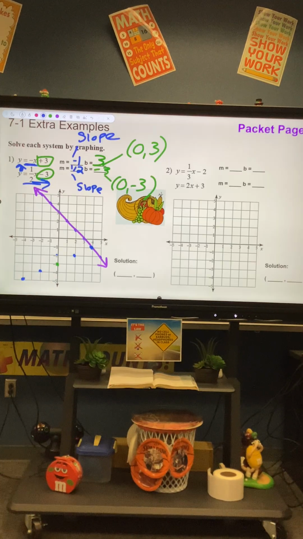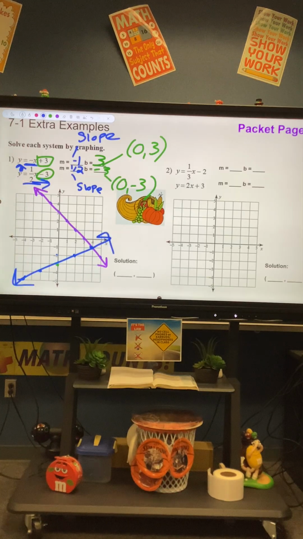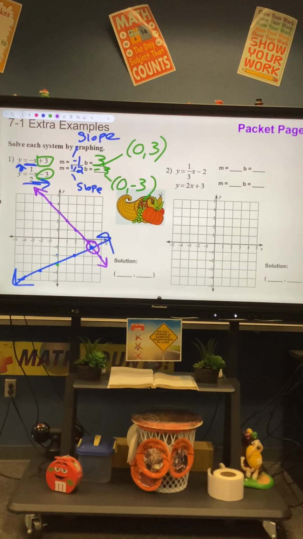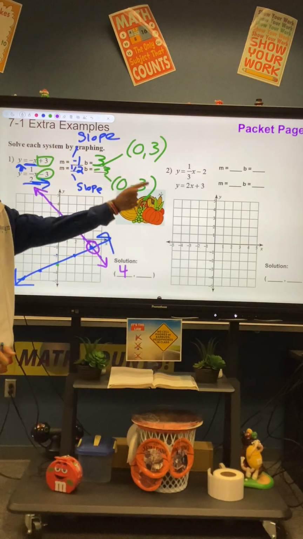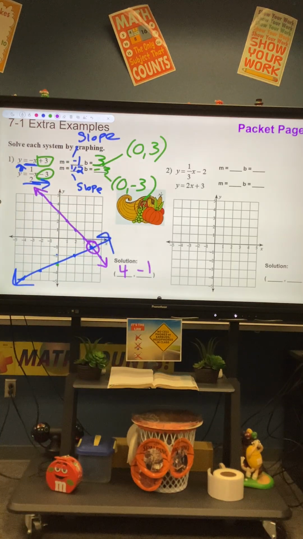Remember, you only need 2 points to graph. Like I said, I'm putting all these points out so I understand that I have an intersection point right there. So it's clear where they intersect. So, again, I have my intersection point right here. What's that point? My X value is 4, so I went over 4, go down to -1, and that's where they intersect, making that my solution.